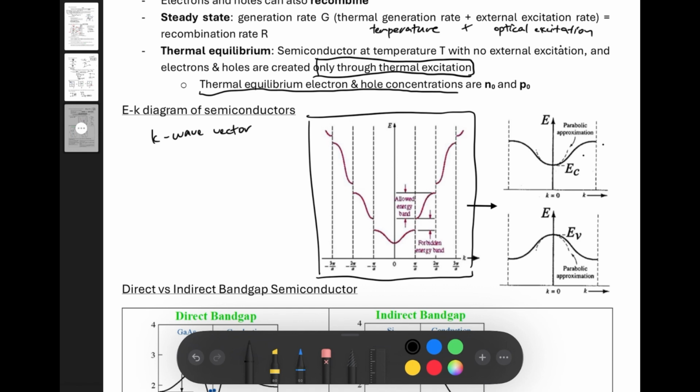In classical physics, the kinetic energy is equal to half mv squared. So this is in classical physics. EK, the kinetic energy, is equal to p squared over 2m. For quantum physics it is slightly different. So we'll first look at the crystal momentum in the x direction.